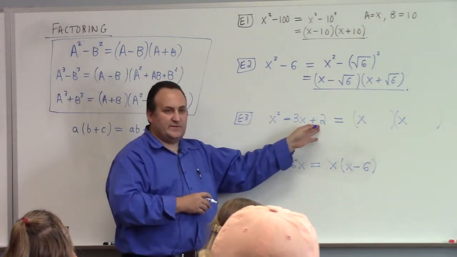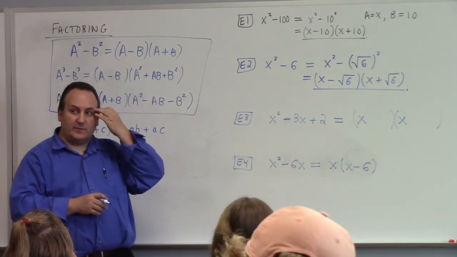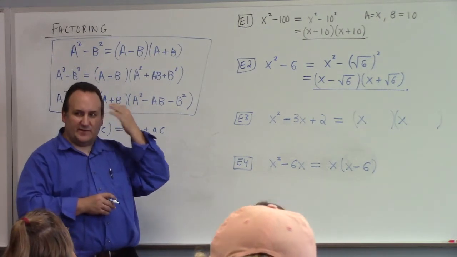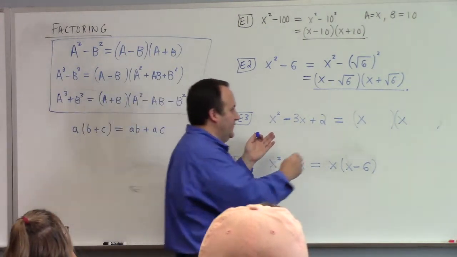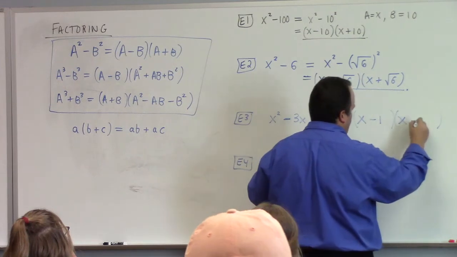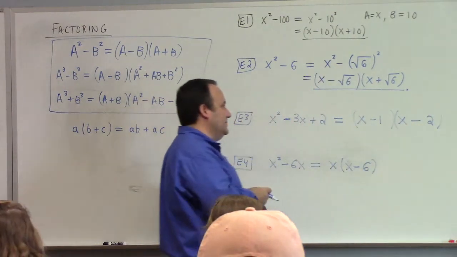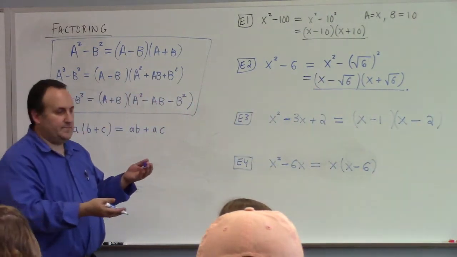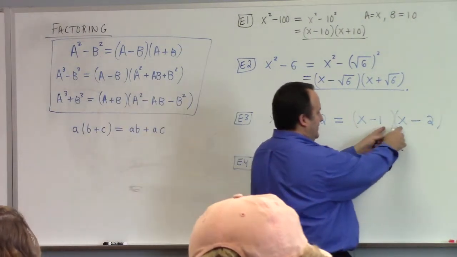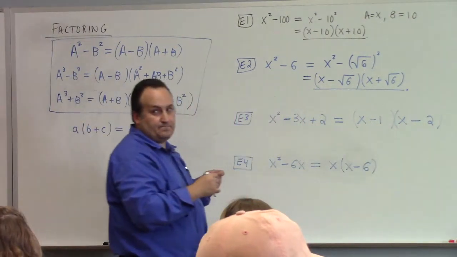So what do you think, 1 times 2 or -1 times -2? I think we want the minuses, right? Because we want the -3. So if we put a -1 here and a -2 there, I think we'll be good. Because if you multiply that out, we get a -x and a -2x, all right?